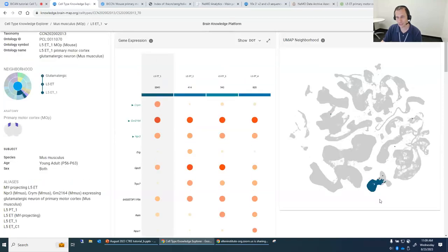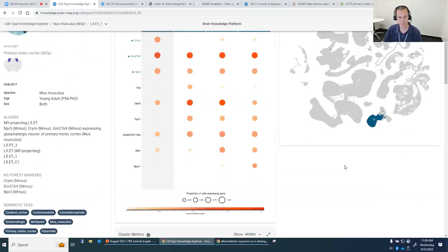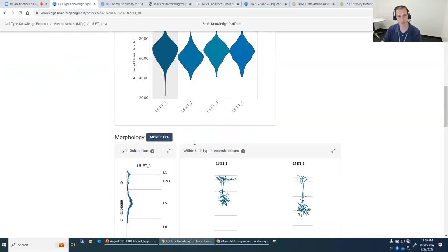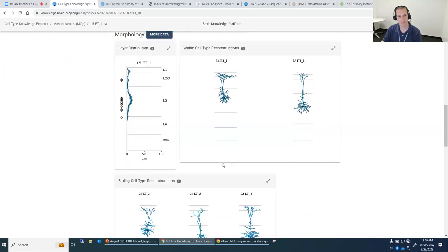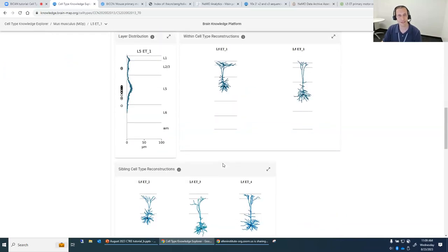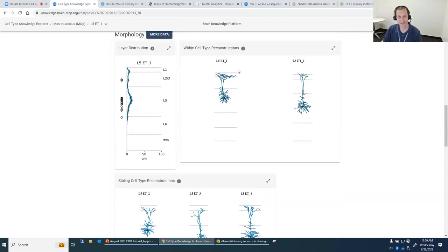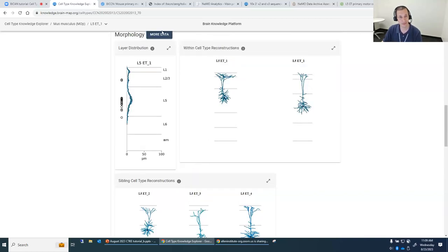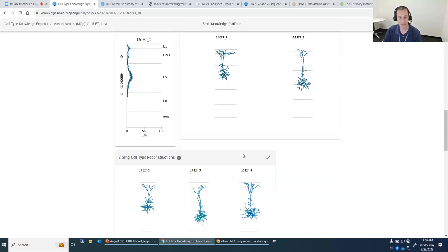You can also see that now the cells are restricted to a subset of this bottom island. And so this must be the layer 5 ET1 part of the island, and this is the other layer 5 ET types. Cluster metrics, again, not too much to say here. By my eye, I don't see much difference between the layer 5 ET1 and these other layer 5 ET types, but there are quantitations available that you can explore on your own through the More Data tab if you are interested.